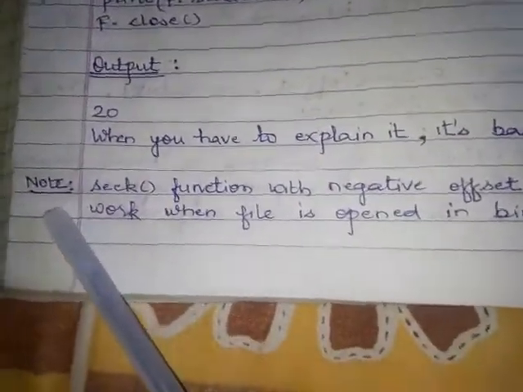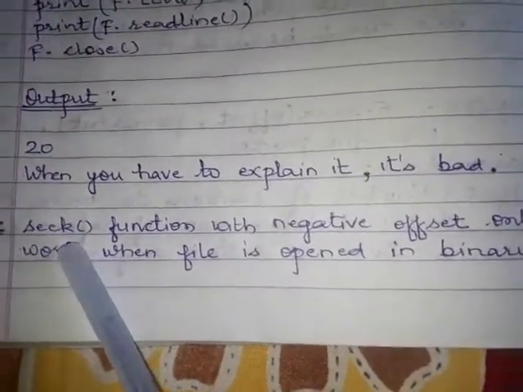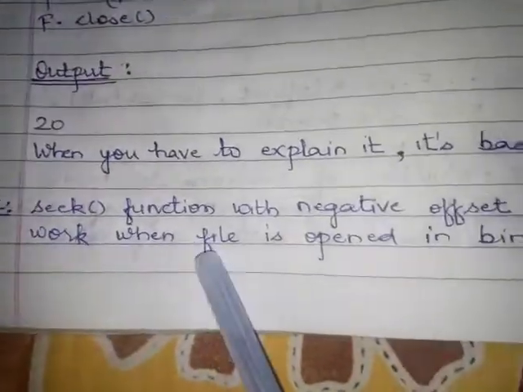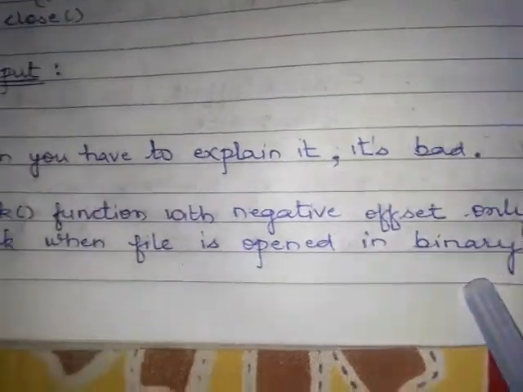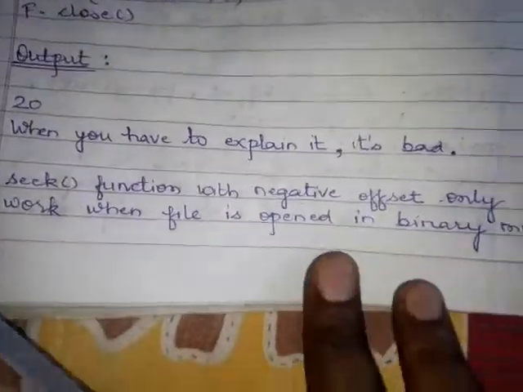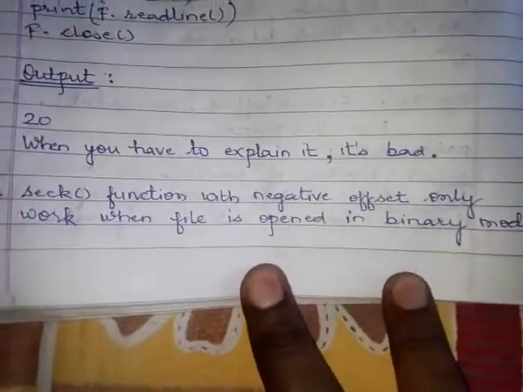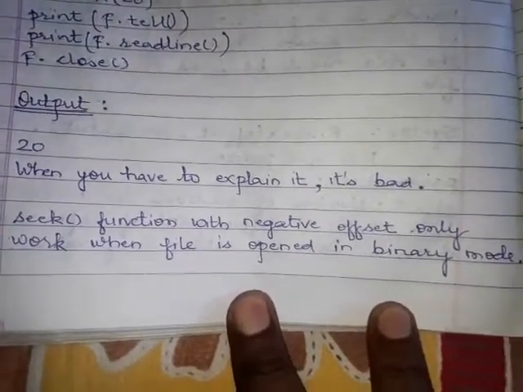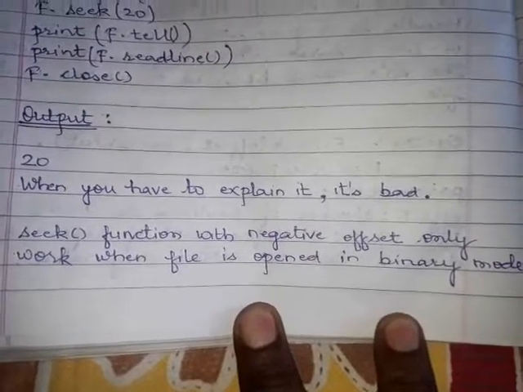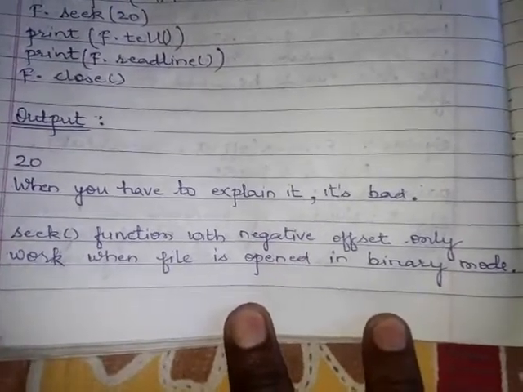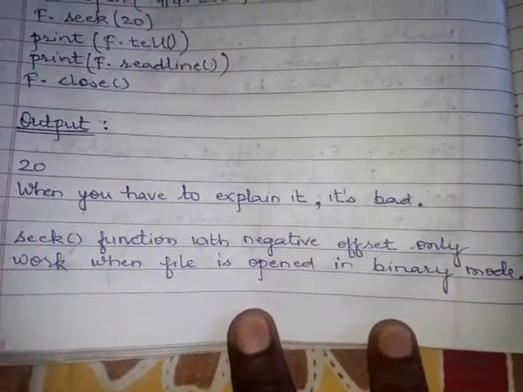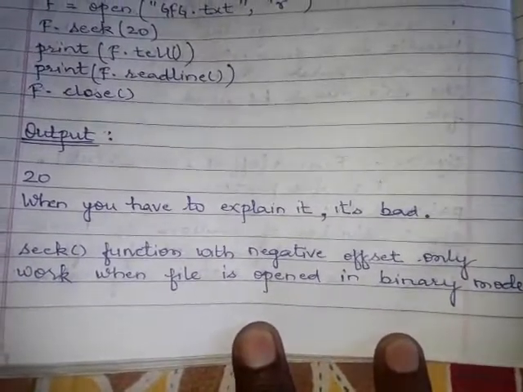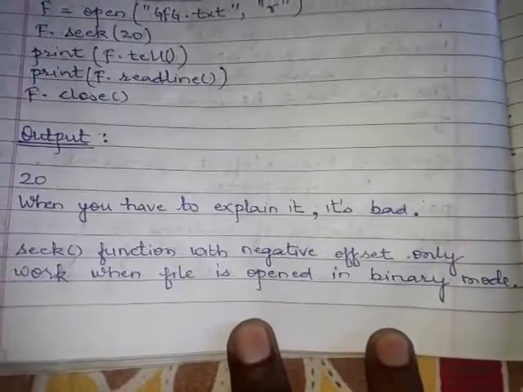Note, here is an important note given. The seek function with a negative offset only works when the file is opened in binary mode. What does it mean? If you are using a negative offset value, it will only work in binary mode. When you open the file in binary mode, otherwise it will not work in the normal text mode. This is an important note.